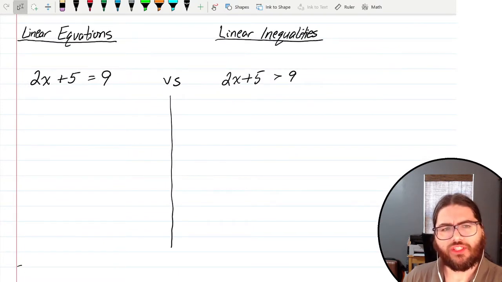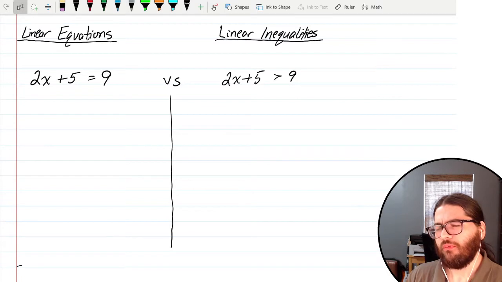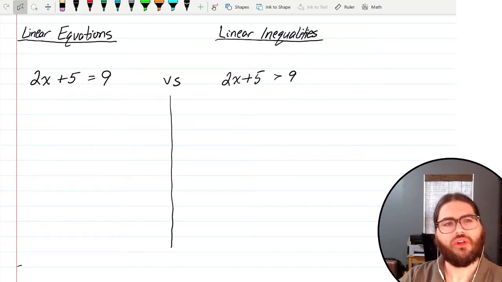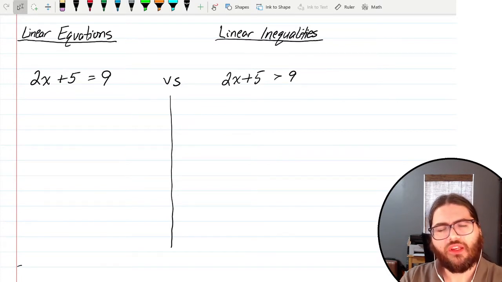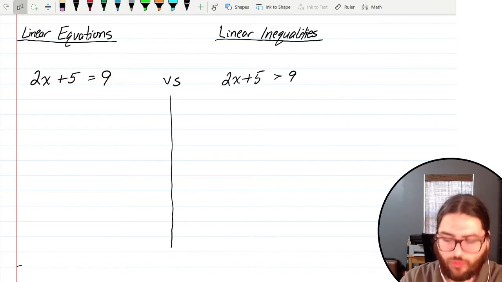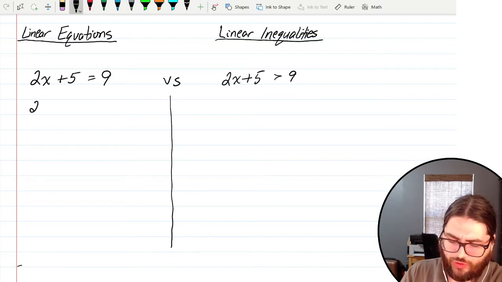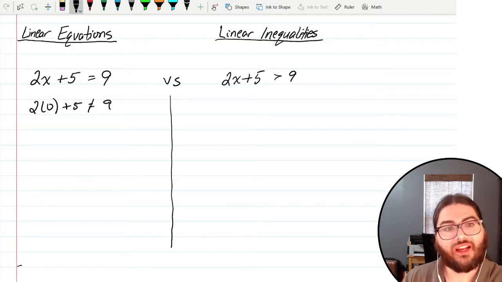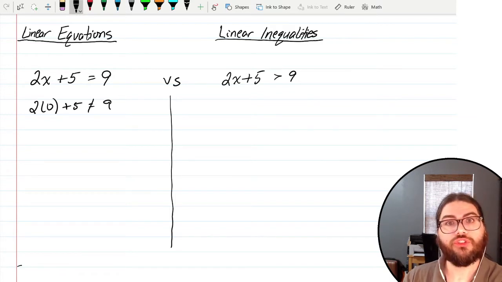When you solve equations, we all know the rules for solving equations, right? Whenever you plug a number in for this variable x, the resulting equation can become true or false depending on which value you choose. For example, if I plugged in 2 times 0 plus 5, the result is not 9. And so 0 is not a solution to this equation.